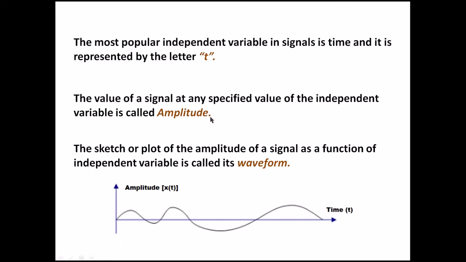That is called the amplitude. The sketch or plot of the amplitude of a signal as a function of the independent variable is called the waveform. As you can see on the screen, this particular figure has an x-axis and a y-axis. The x-axis is the time domain, and the y-axis is the amplitude axis, and this amplitude is a function of time. The time is t and the amplitude is x of t, and this particular signal is varying from source to destination.